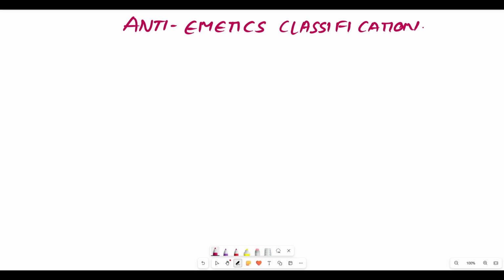Have you ever tried to study antiemetic drugs and felt confused by so many groups? Antihistamines, dopamine blockers, prokinetics, all mixed together? What if you could remember the entire classification using just a few simple tricks?